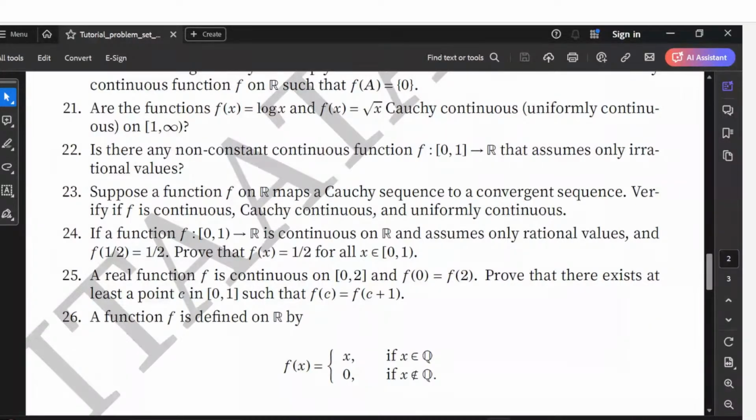Consider a function h of x equals f of x minus f of x plus 1. That will be a continuous function, and from there it is the intermediate value theorem. Whatever the actual intermediate value theorem is, you have to use it. You have to consider the function in between 0 and 1, not in between 0 to 2, because you are considering x plus 1, so that will overshoot.